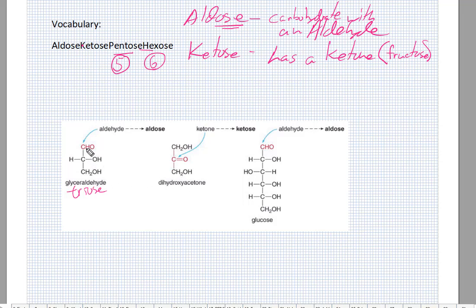dihydroxyacetone. Now, this is an aldose, so it's an aldotriose. Because dihydroxyacetone is a ketose, we would call this a ketotriose. Glucose is an aldose, it has an aldehyde, and there's 6 carbons, so hexose. Aldohexose. So there's hexoses, pentoses, trioses, tetroses would be 4, but we're not going to see any of those.